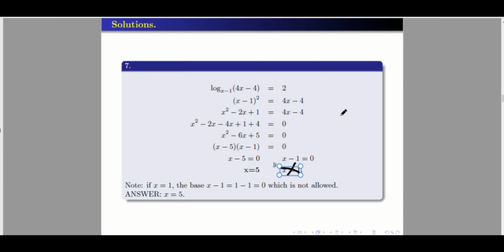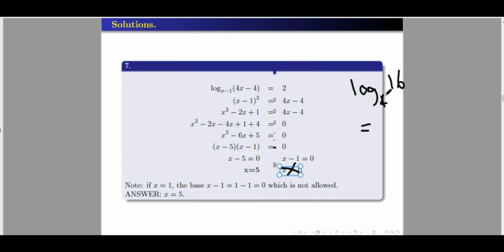So we will only accept x equals 5, because if you substitute 5 here, then this is positive, this is 20 minus 4 is 16. Then we have x minus 1, so 5 minus 1 is 4. So that is positive, positive. And further, you may recheck that if it is equal to 2. So as an example, log of 4 times 5 is 20, minus 4, that is 16. And the base is 5 minus 1 is 4.